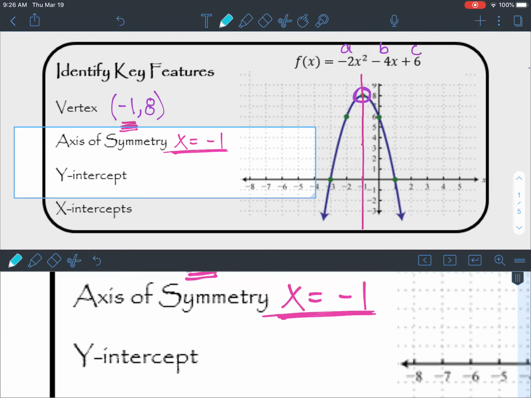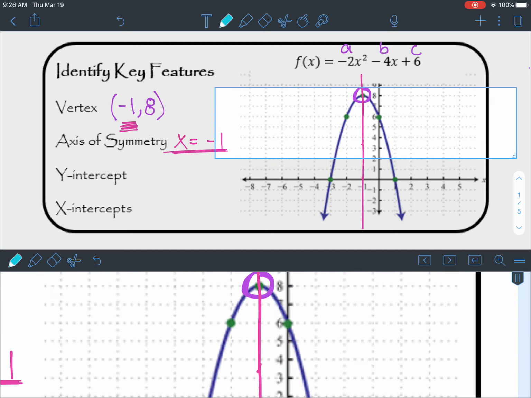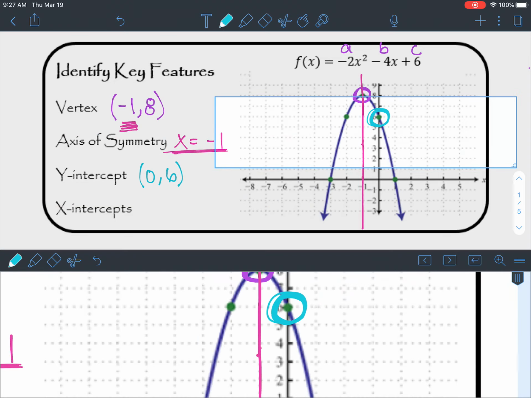So then the next thing that we need to talk about is this y-intercept. So we should be pretty familiar with y-intercepts by now. That's just where the graph is crossing the y-axis. So if we come over here and we look, our y-axis here is in black, and it's crossing right here at this point. So this point is called 0, 6. And your y-intercept is always going to be set up that way.